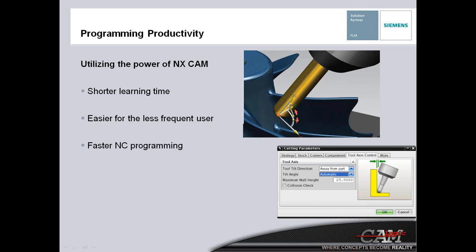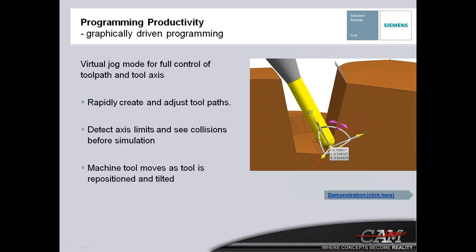For instance, on the right-hand side of our screen, where it's showing the cutting parameters, basically anywhere inside that dialog box that you click, the image on the right-hand side will change, and it gives you a nice representation of what it's describing. New tools inside of NX as well will allow for virtual jog mode for full control of toolpath and tool axis. Got a short demonstration here that shows what we're referring to.